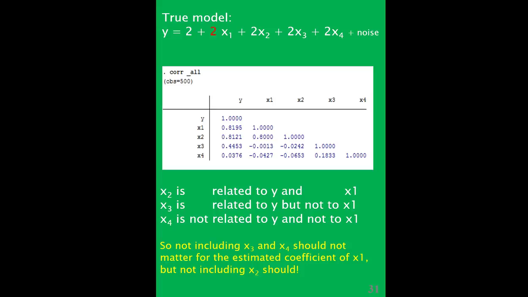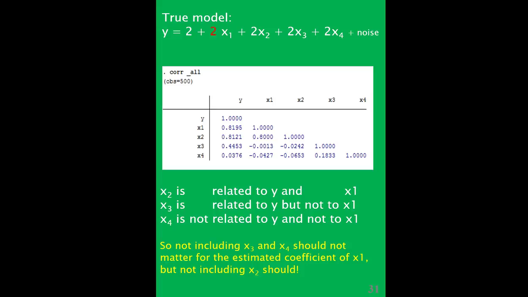First we have x2. No, let's start at the bottom. Let's look at x4. x4 is not related to y, and it's also not related to x1. So that extra term that we had will be 0. It was a product of two things. The left thing is 0, the right thing is also 0, so the whole thing is 0, so we should be fine. Leaving out x4 is not an issue.